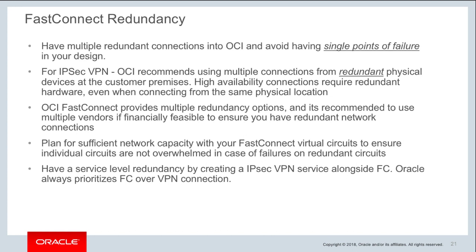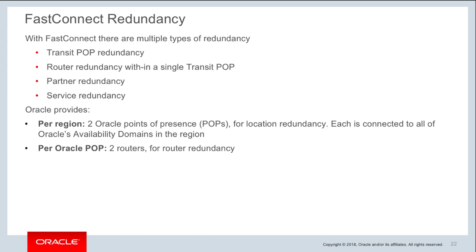So those are some of the best practices that you can utilize using the connectivity options on OCI. Within the FastConnect service, there are multiple types of redundancy available. You have transit POP redundancy. We all know that from a regional design, you have at least two transit POPs, which then have multiple connections into each availability domain. So the first level of redundancy is transit POP redundancy, meaning that you can create a FastConnect connection within each transit POP. That gives you a transit POP level redundancy.